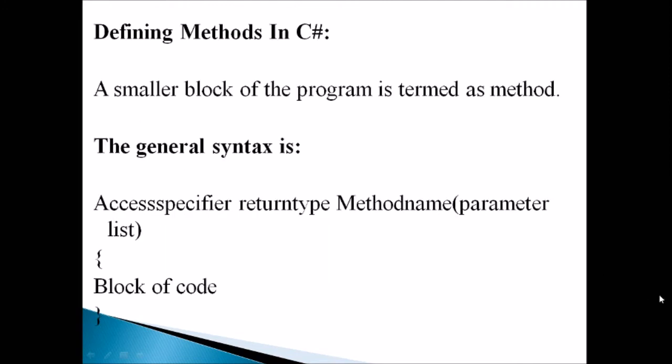And next one, defining methods in C#. We shall see how we can define a method in C# source code. Methods are nothing but a smaller block of source code in a single program. Okay, so we can create a number of small blocks. Every block is called a method. There is a syntax to create a method. The syntax is access specifier, return type, method name, within brackets the parameter list, and within open and close curly braces we can give the block of source code. Okay, this is the syntax to define a method within C# source code.